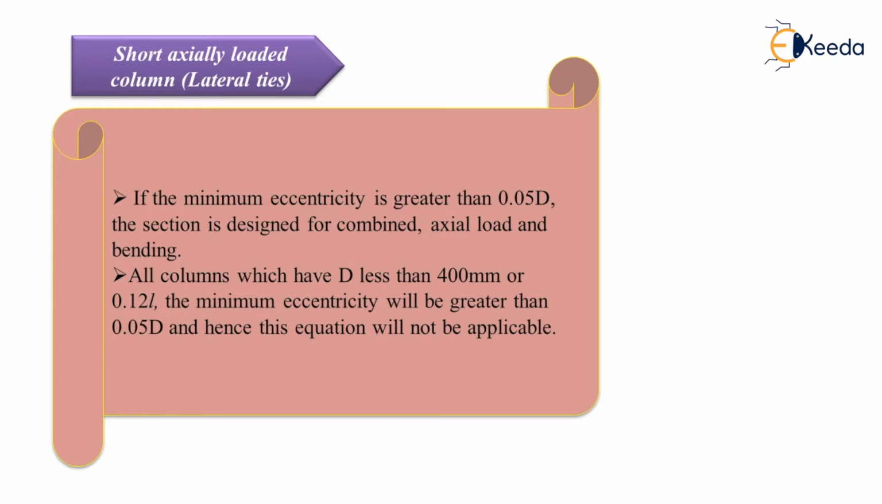Similarly, we know that L by 500 plus D by 30 is less than or equal to 0.05 D or D upon 20. Then after calculating D, we get the result that D is greater than or equal to 0.12 times L. That means if the column has capital D less than 0.12 L, then our eccentricity will be greater than 0.05 D, and hence this equation of Pu will not be applicable. So this was about short column with lateral ties.